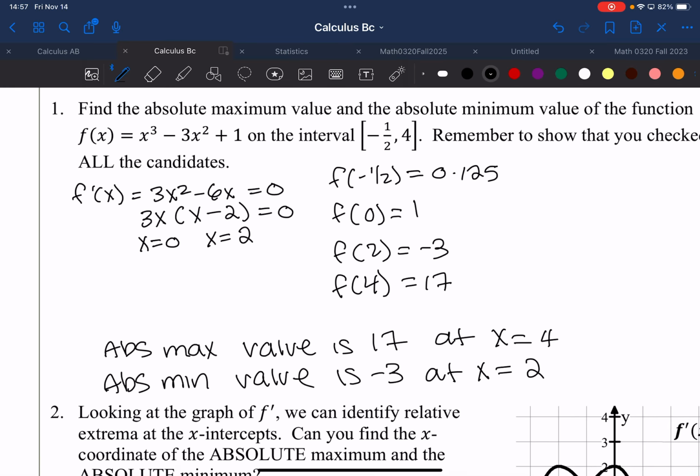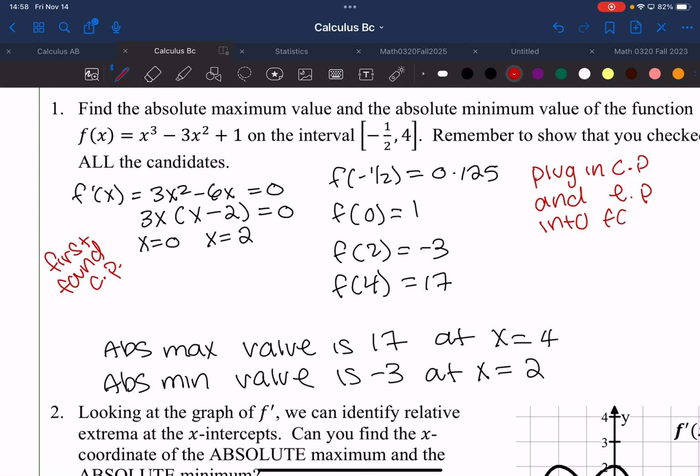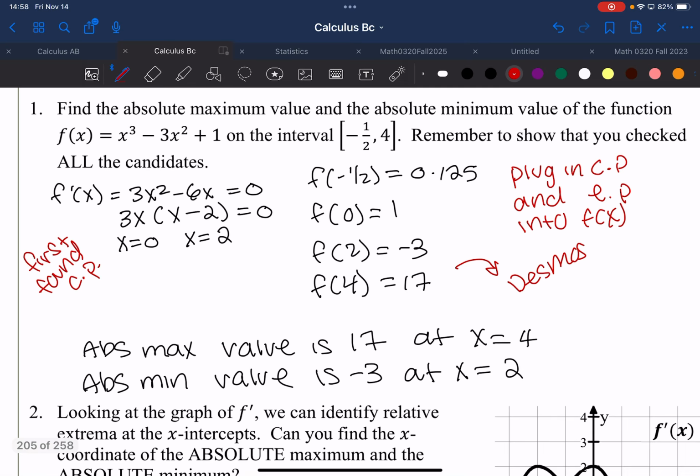Okay, so just going back to what we did, we first found critical points. We plugged in critical points and endpoints into f of x, and we did this using Desmos. And then to find the absolute maximum value, we looked at the largest y. And then to find the absolute minimum value, we looked at the smallest y.